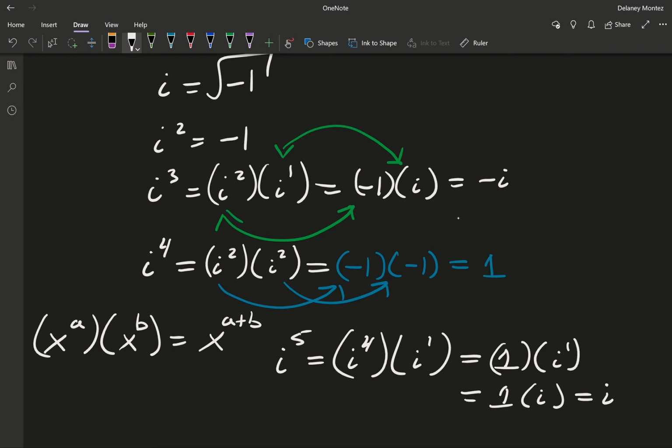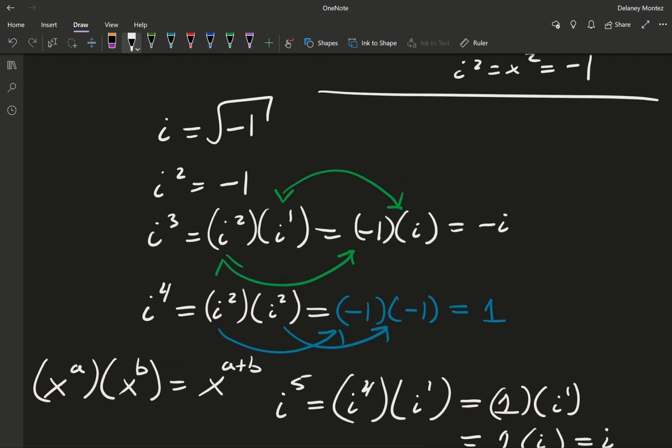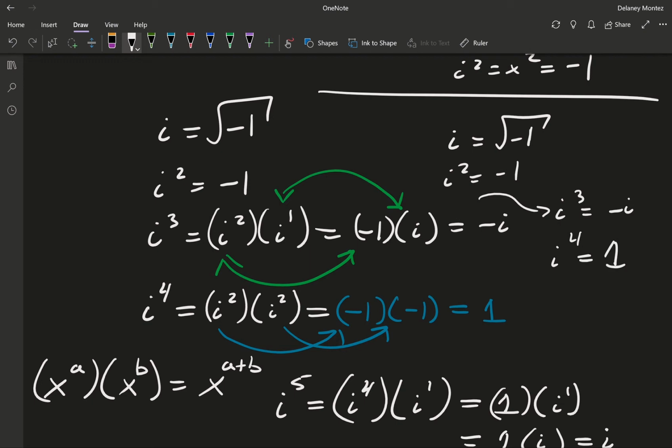So basically what happens is that these cycle, right? Complex numbers, or i, repeats itself. So the first i, you're only going to get the square root of -1. i squared, you're going to get -1. i cubed, you'll get -i. i to the 4th, you'll get 1. So any i raised to a power, you're going to get one of these 4 numbers.